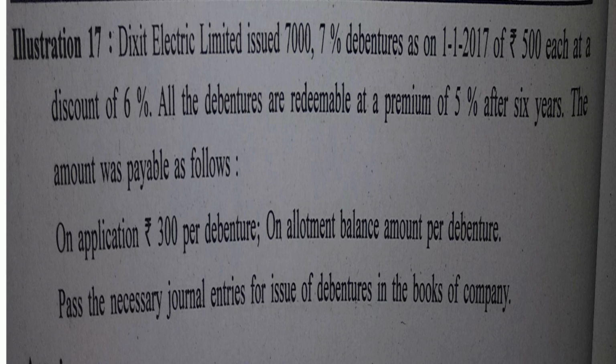Application 300, allotment 200. And also we'll calculate discount at the time of allotment. So allotment 170 rupees and 30 rupees discount. Journal entries for issue of debentures.